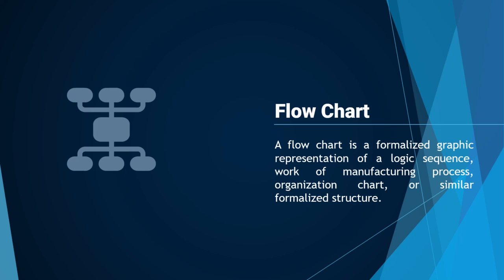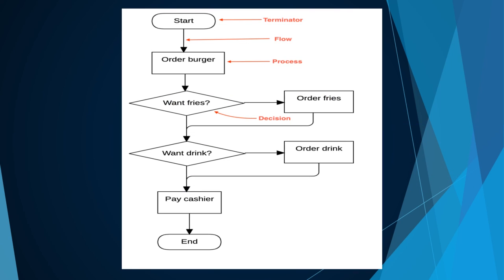It is a representation of the process that presents information and understanding of what the method looks like, and casts some light on quality issues. So in short, a flowchart is a formalized graphical representation of a logical sequence of a manufacturing process, organizational chart, or similar formalized structure. This is an example: start and end, then order a burger, fries, order the price, whether a drink, the conditions, pay the cashier, and then comes the end.